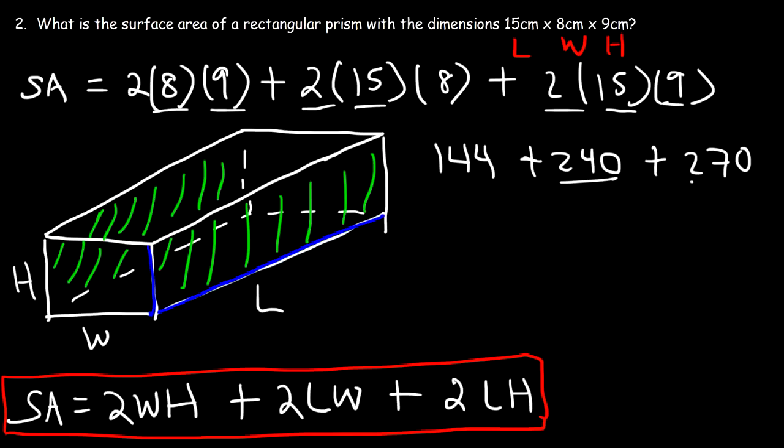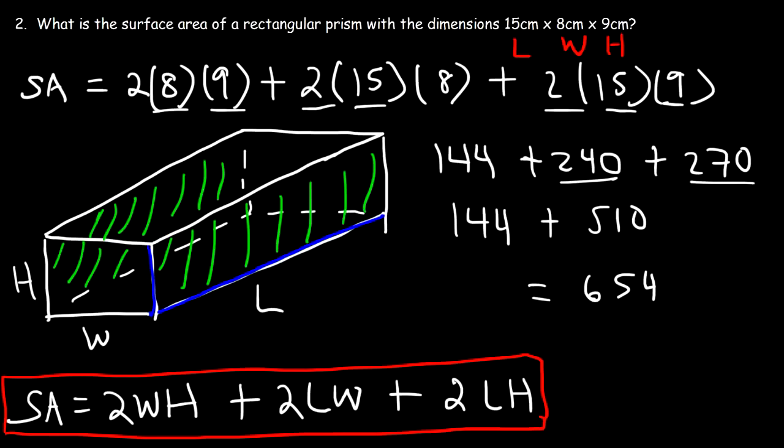So what's 240 plus 270? Well, 200 plus 200 is 400. 40 plus 70 is 110, so 400 plus 110, that's going to be 510. Now 500 plus 144, that's 644. If you add 10 to it, that's going to be 654.